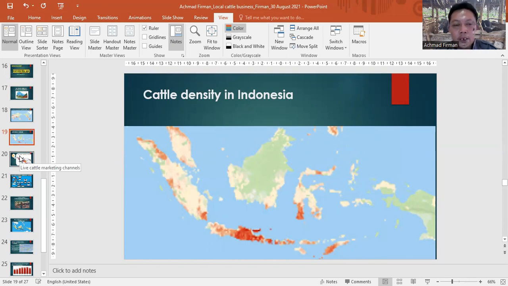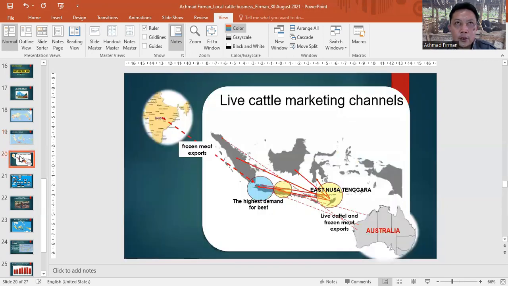I think meat consumption in Indonesia, especially beef consumption, is very huge, because we have 270 million people who must eat meat. Next slide. The illustration reveals the trend of meat consumption in five countries.